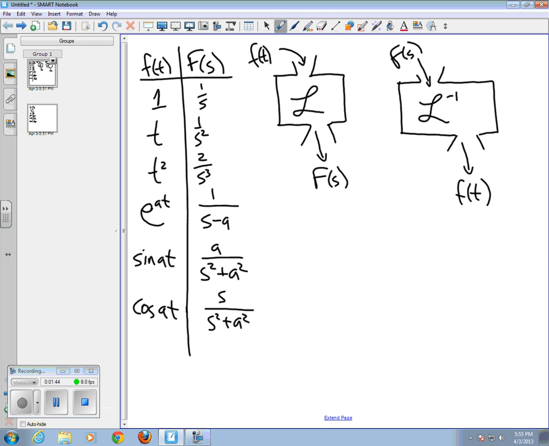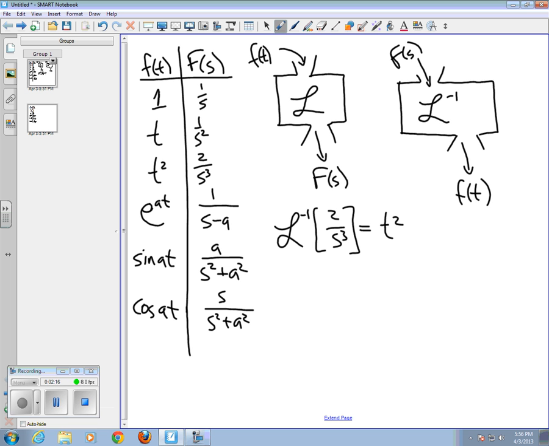And we can find inverse Laplace transforms by using the table that we have here. So for instance, if I wanted the inverse Laplace transform of 2 over s cubed, then what I do is I go to the right side of the table, find 2 over s cubed, and then look at what's on the left side, and that's t squared. So the inverse Laplace transform of 2 over s cubed is t squared.